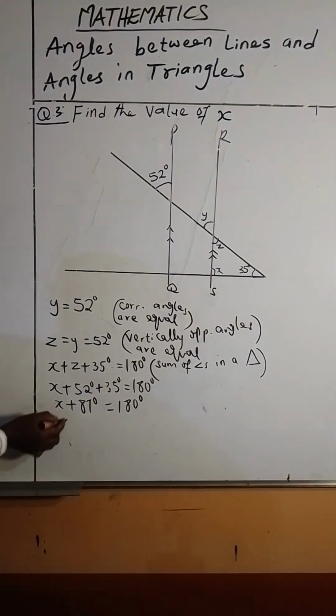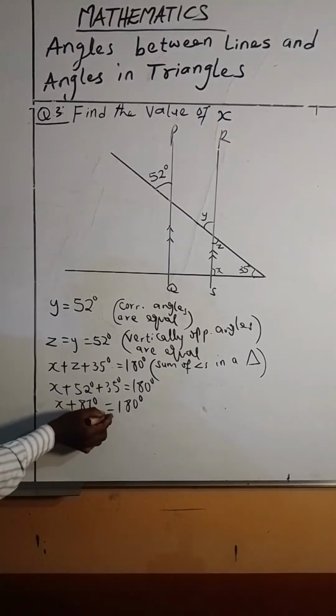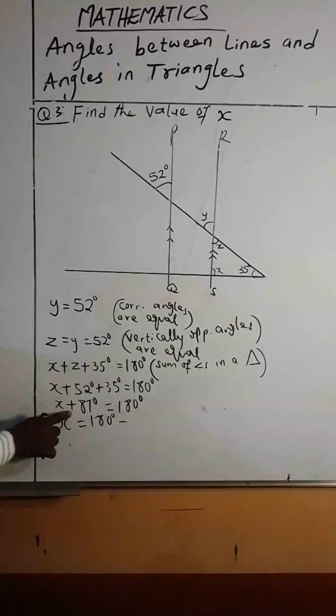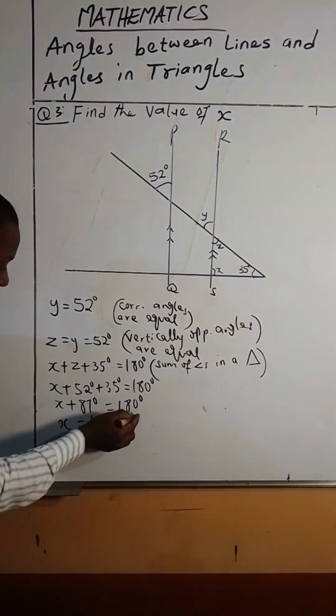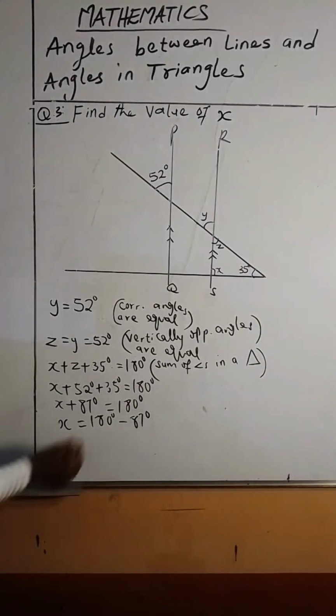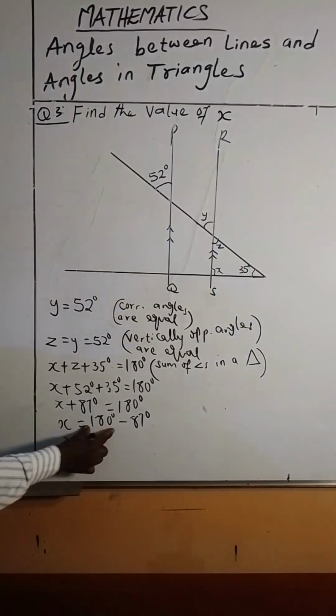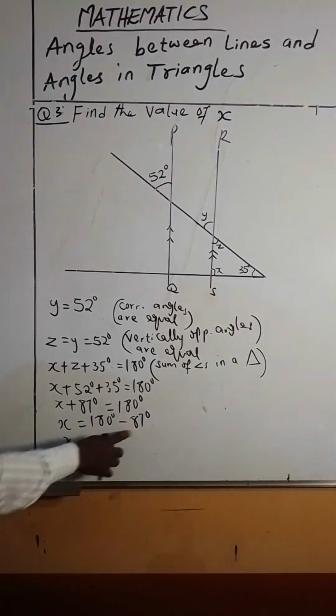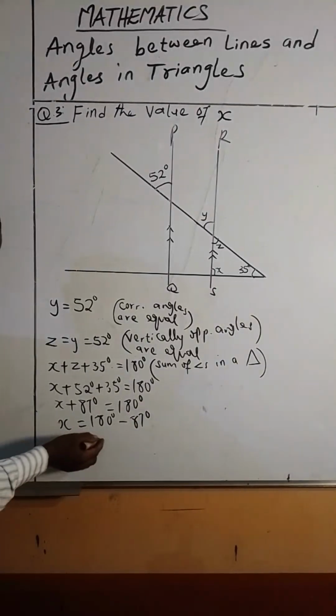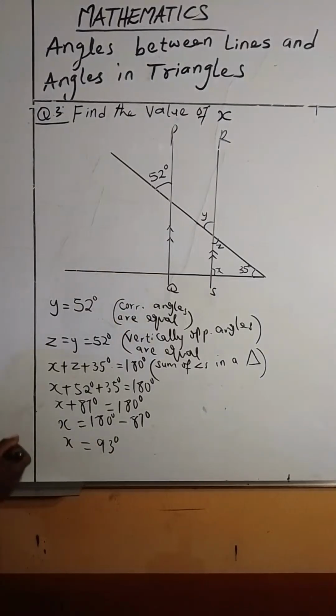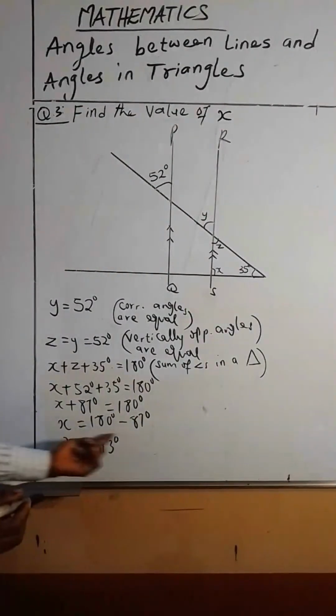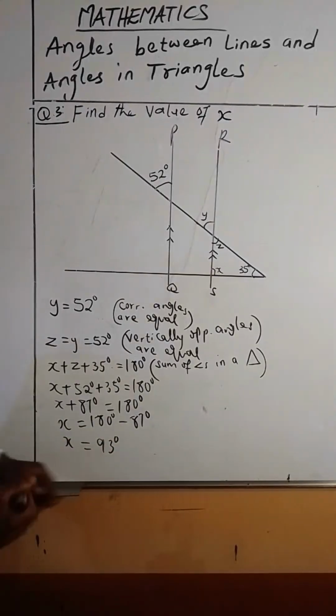So our x will now be 180 degrees minus 87 degrees, we take this plus to the other side to give us minus 87 degrees. So finally, 180 minus 80 is 100. Then 100 minus 7 is 93 degrees. Just use your calculator, or do tens and units. All right, so this is the value for x.